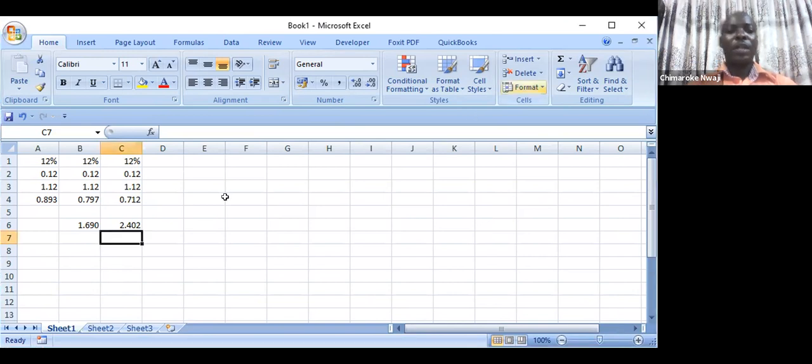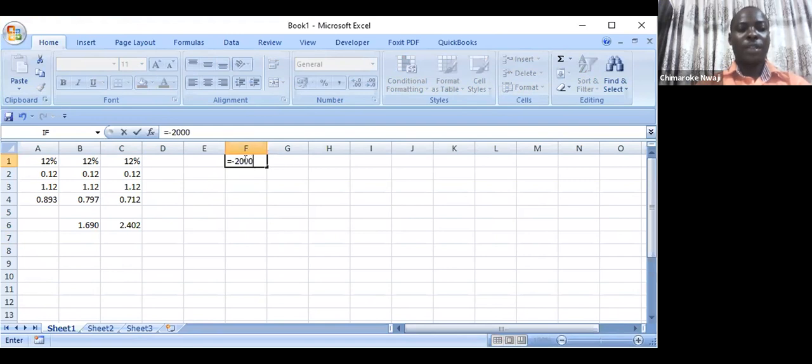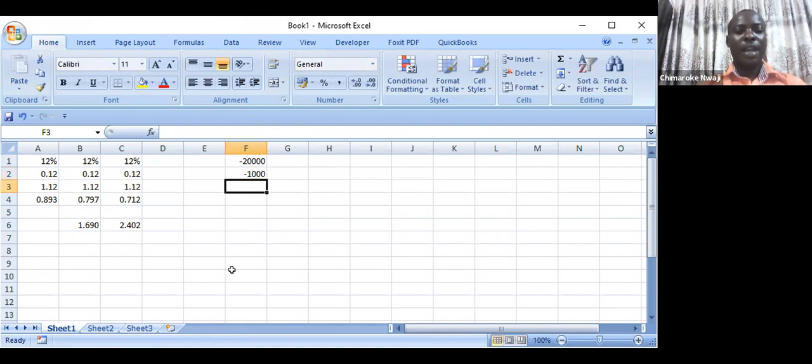All right. Now let's say this is our cost, 20,000. Then your maintenance is 1,000 naira, and your scrap value is 8,000 naira. Let me arrange them.